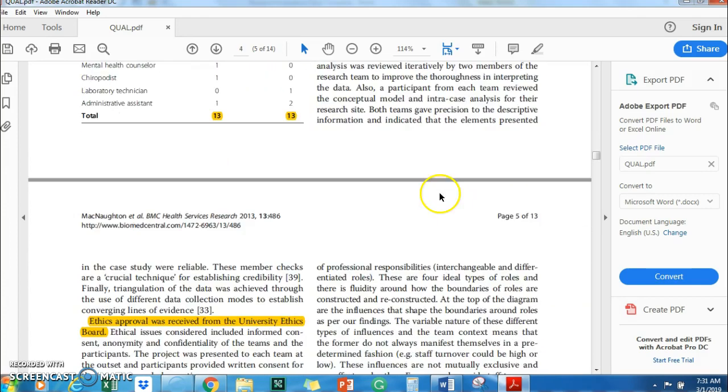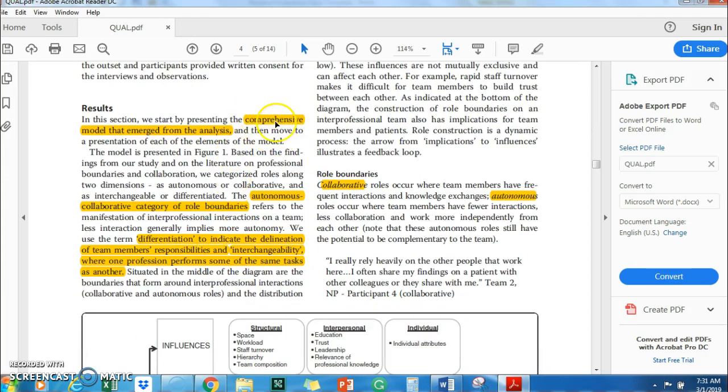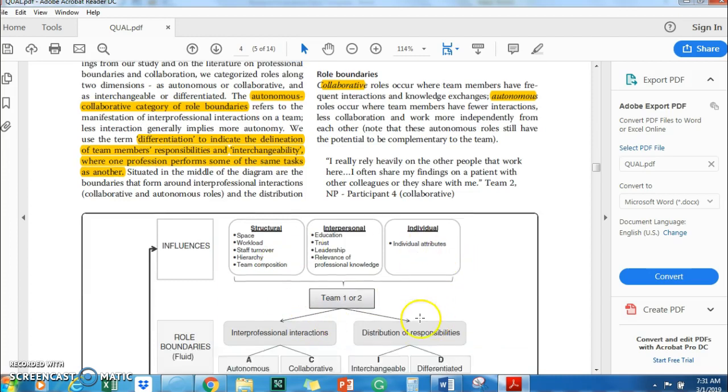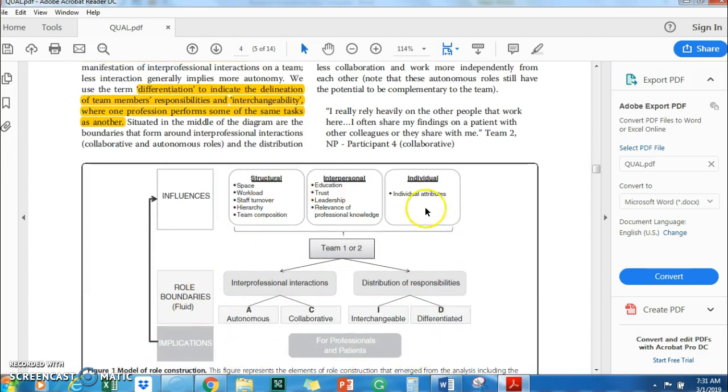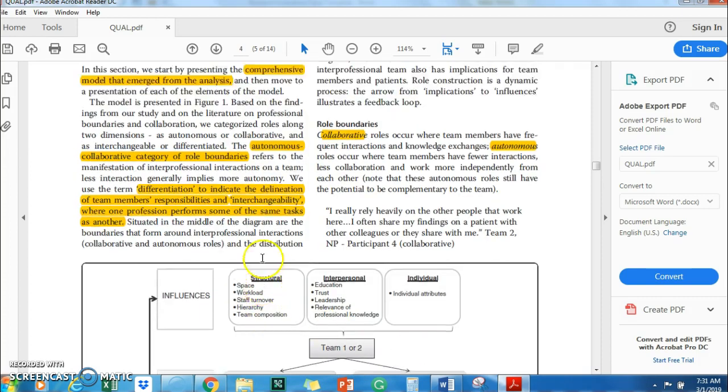They talked about transparency, ethics, which is always important. And then here's their results. This was what was cool. They had a comprehensive model that actually fell out of all this, of the interviews, the observations. So that's really kind of neat.